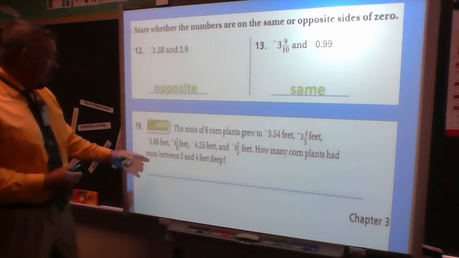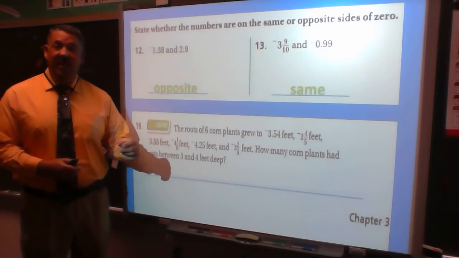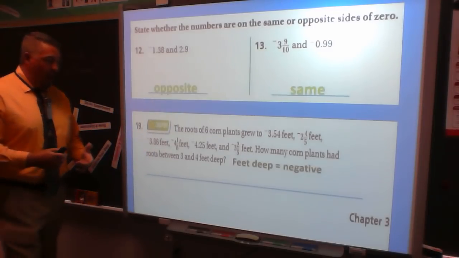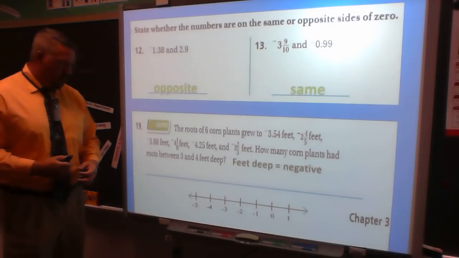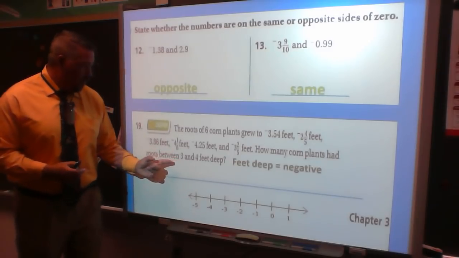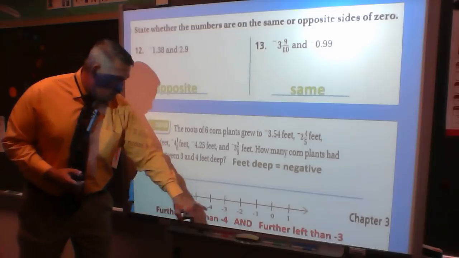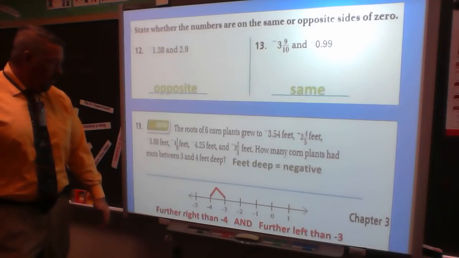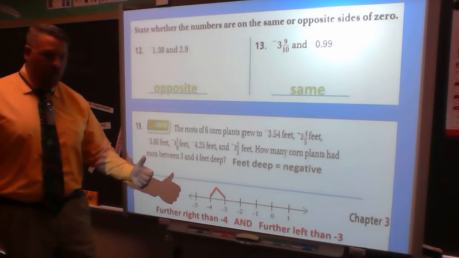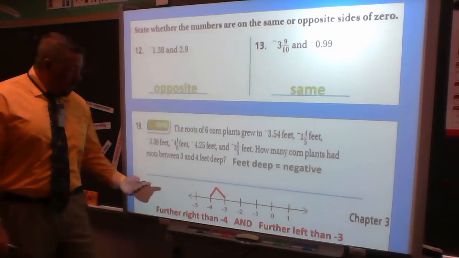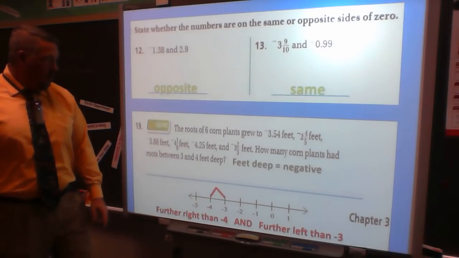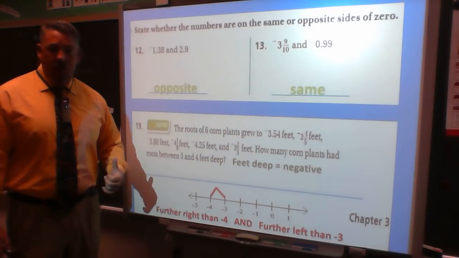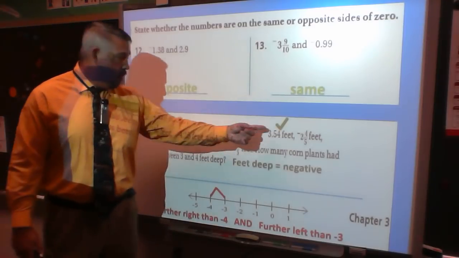How many corn plants had roots between the 3 and the 4 feet deep? And feet deep, once again, indicates negative numbers. So if I think about a number line, what they're saying is between the -3 and the -4. So anything that's going to fall in between these 2 numbers on a number line. Well, okay, so it has to be further to the left than the -3, but further to the right than the -4. Does that work there? It does, right? Because it has a -3 in front, but it's still a decimal, and it's not going to go past the 4, so I know that one works.